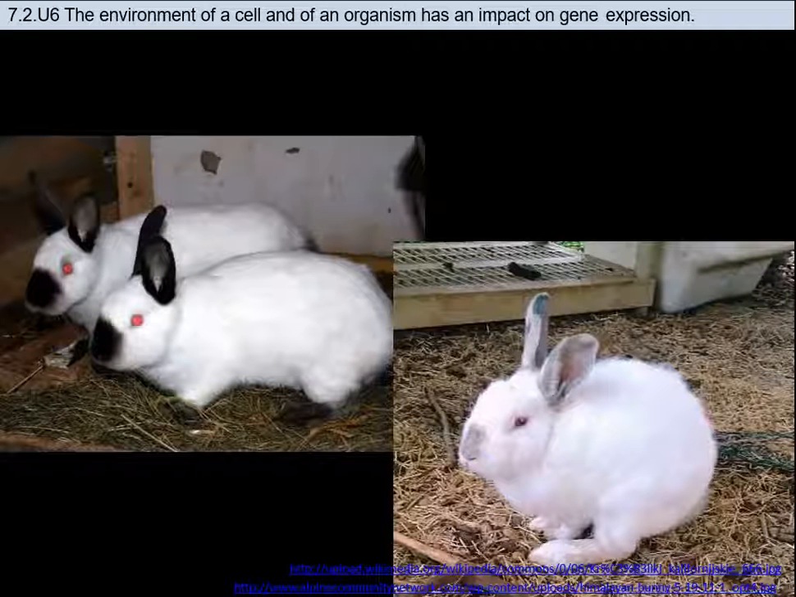Hello everyone. In this video we are going to talk about the environment effect on gene expression. Look at these two cute rabbits. So cute. What do you think the difference between these two is? You see that they have different colors around the nose, and also the ears are a little bit different. These two have the black color, but this one does not.